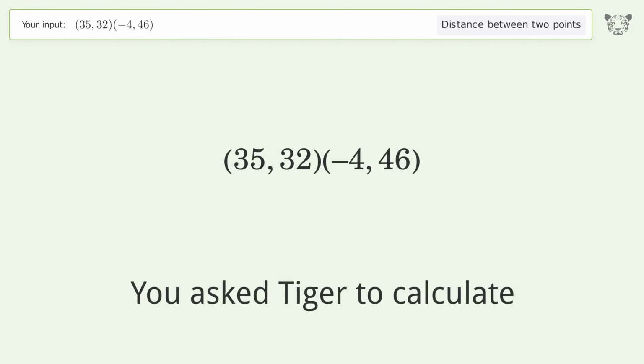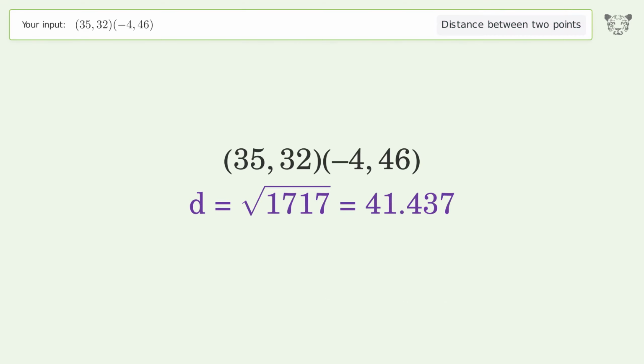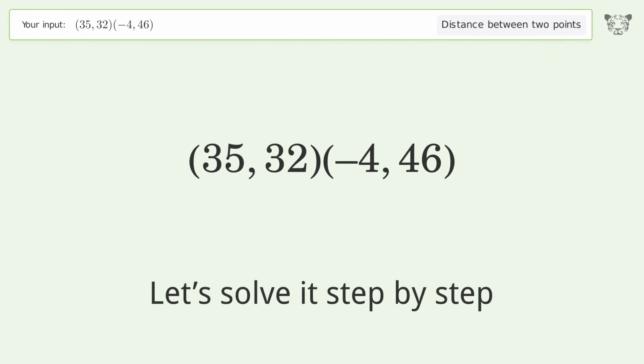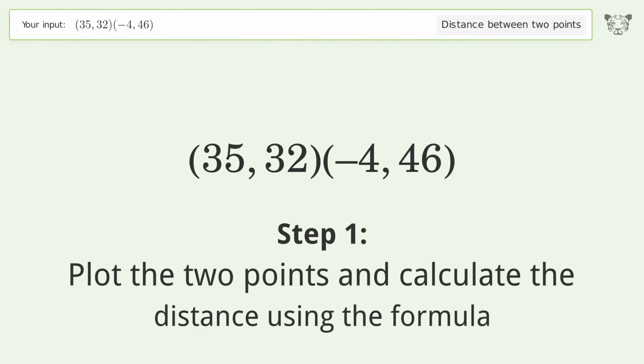You ask Tiger to calculate. This deals with the distance between 2 points. The distance between the 2 points is the square root of 1717, or 41.437. Let's solve it step by step. Plot the 2 points and calculate the distance using the formula.